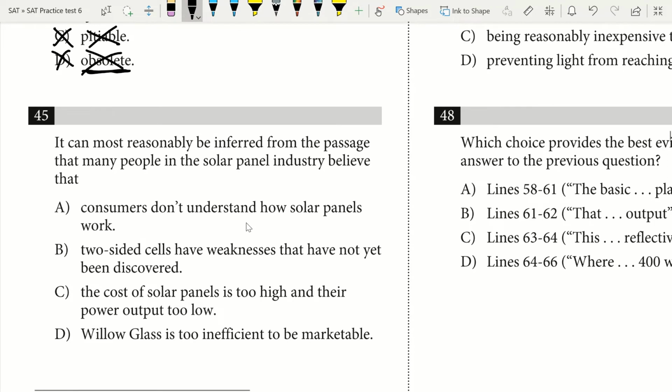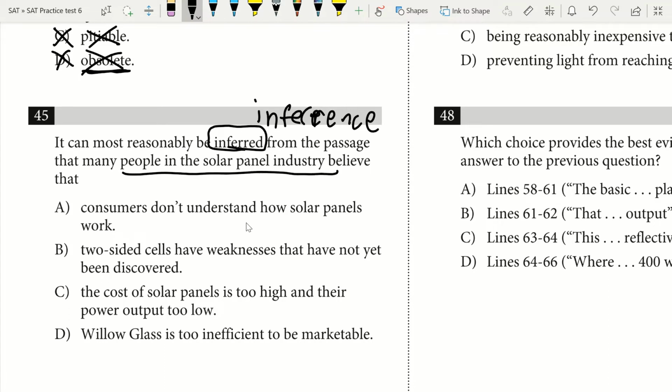It can be most reasonably inferred from the passage that many people in the solar industry believe what? Okay, this is obviously an inference question. The tell here is that it says the word inferred, so it's obviously an inference question. Many people in the solar industry believe what?